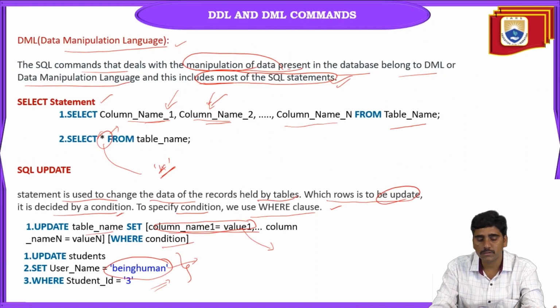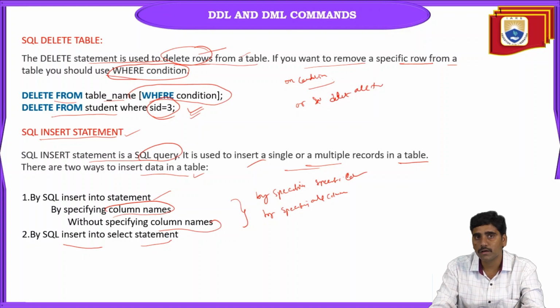And the DML commands: select statement, update statement, delete and insert statement. With select, you specify how many columns you want to retrieve. With update, you update column values based on the condition you specify. With delete, you delete values based on a specified condition, or without a condition you delete all the values.